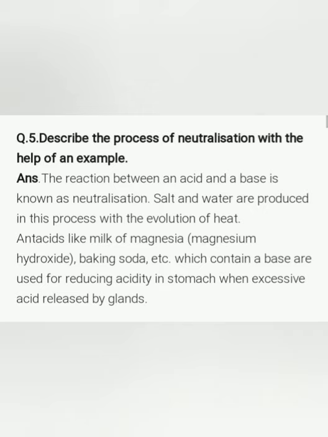Antacids like milk of magnesia, meaning magnesium hydroxide, are bases. Hydroxide ion, it's a base. Okay? Or baking soda, etc., which contain bases. These are used for reducing acidity in the stomach when excessive acid is released by the gland.